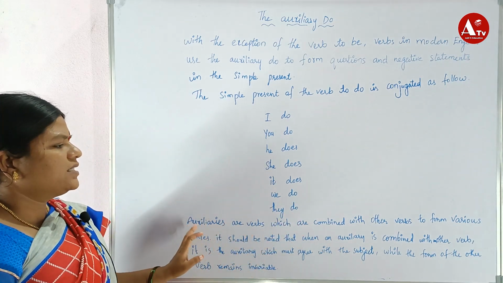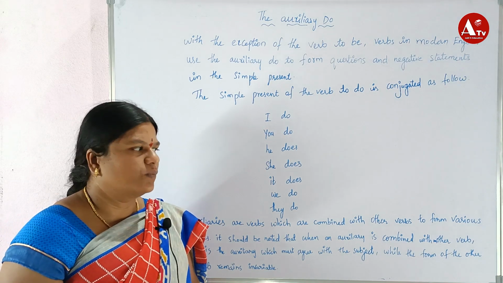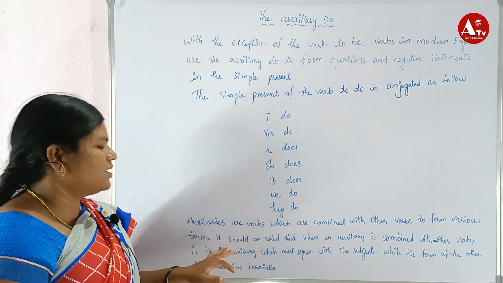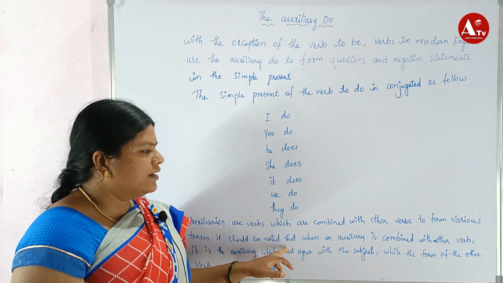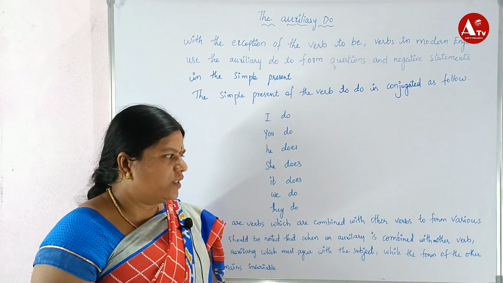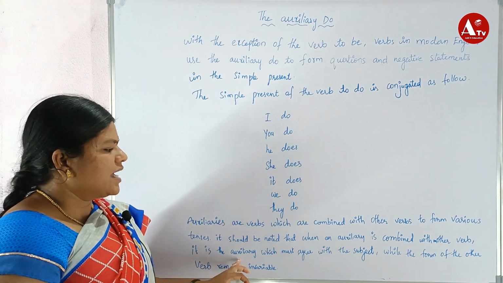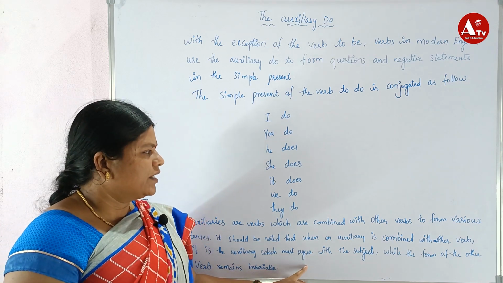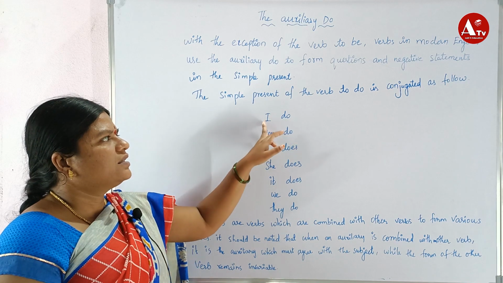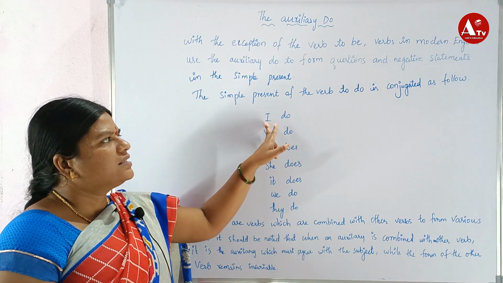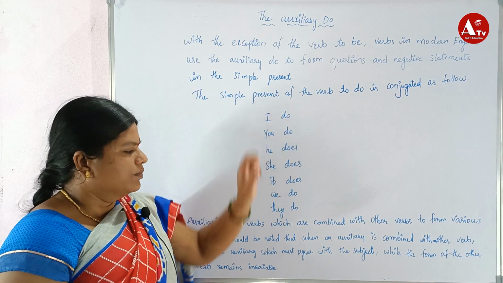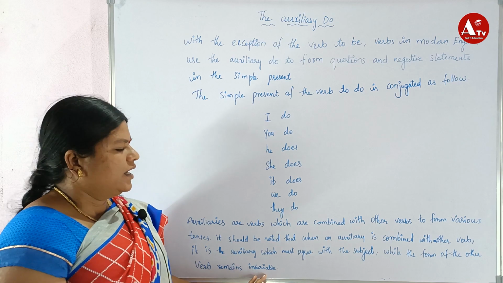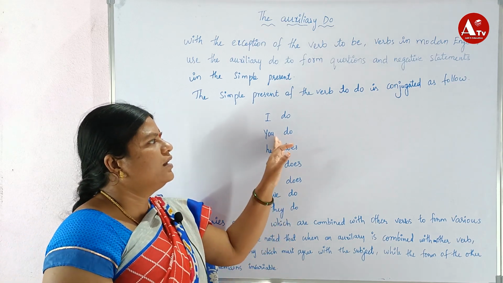Auxiliaries are words which combine with verbs to form the various tenses. With the help of auxiliaries we can form various types of tenses. It should be noted that when the auxiliary is combined with another word, it is the auxiliary which must agree with the subject. Here you see do is there, and the subject is I. Here do is the verb, while the form of the other words remains invariable. So here the remaining words are not changed.